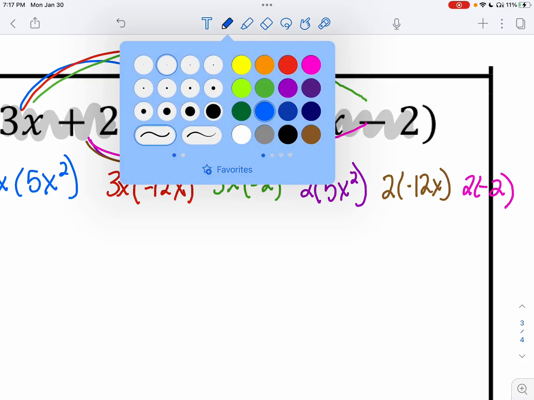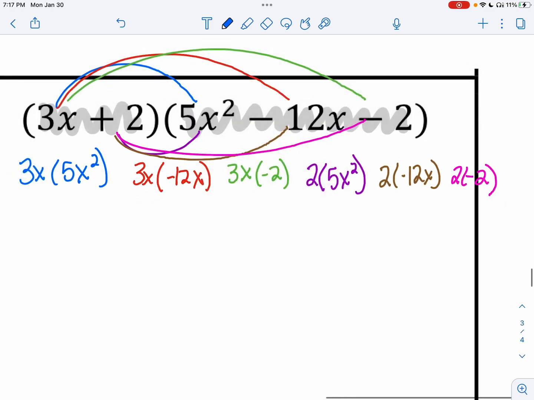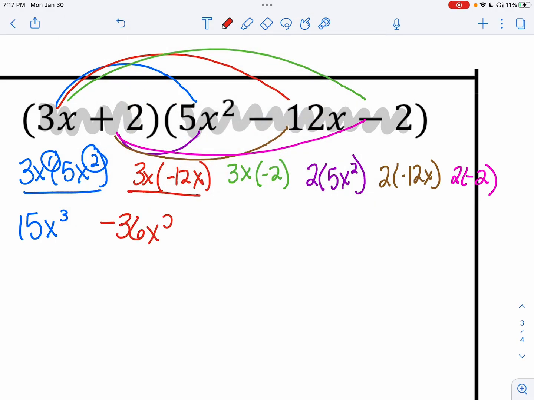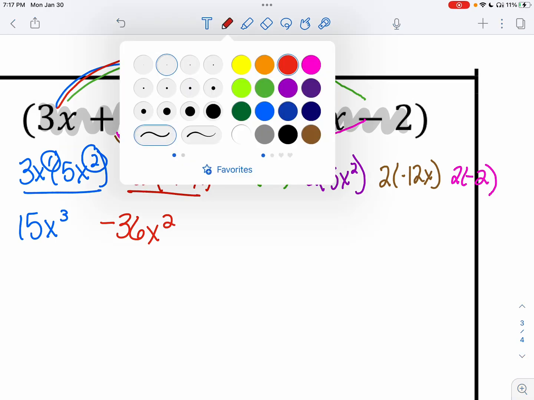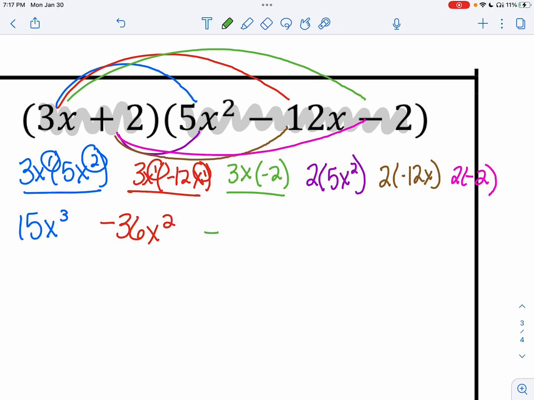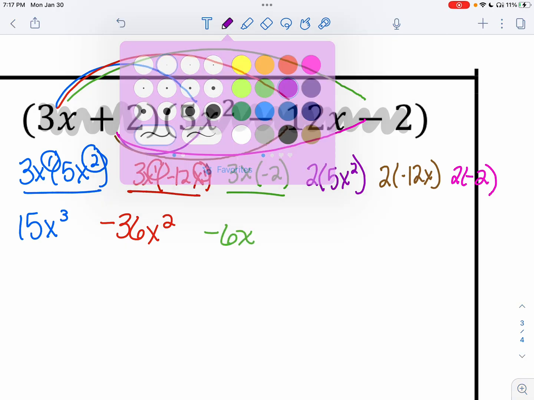Now it's time to multiply. So we'll multiply the big numbers, add the exponents. 3 times 5 is 15. That's going to be x to the third because of the 1 and the 2. 3 times negative 12 is negative 36. Double x, so x squared because of the 1 and the 1. 3 times negative 2 is negative 6 with an x, single x.